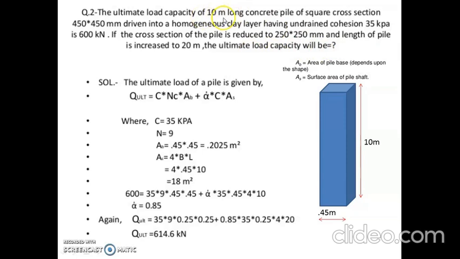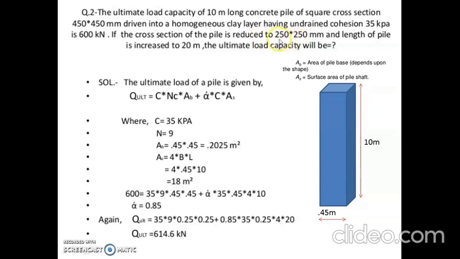So in the problem, it is given that the length of the pile is 10 meter, which we can see here from the figure, and it is made up of concrete, and the cross section is in the form of square, and the dimension of the pile is 450 by 450 mm. So that means one side dimension is 450 mm, that is 0.45 meter, and the other side also it is 450 mm, which will be 0.45 meter. Undrained cohesion is 35 kPa and the load is 600 kilonewton.